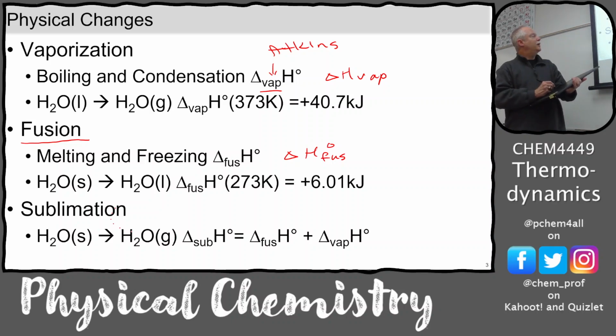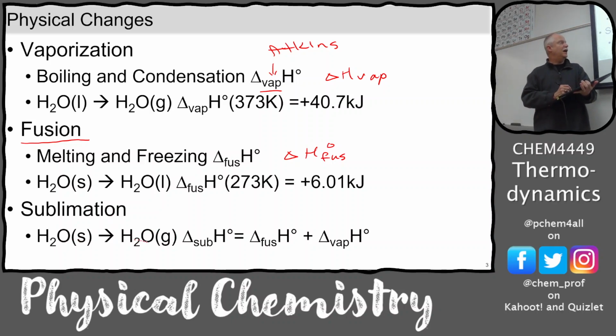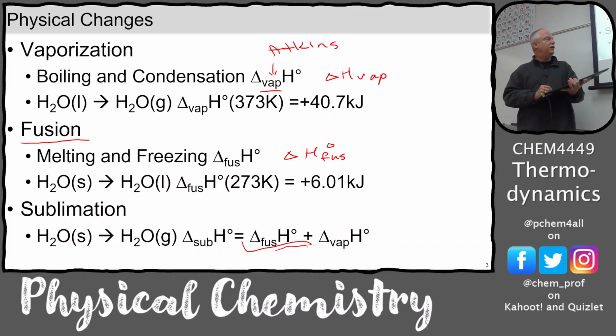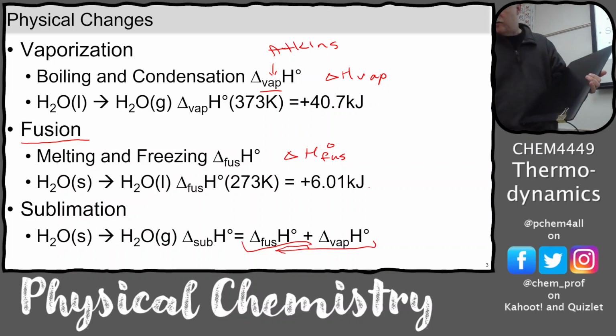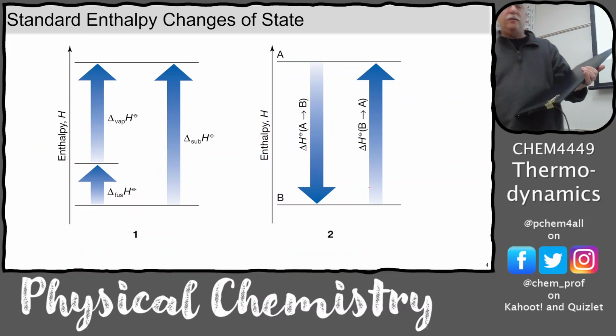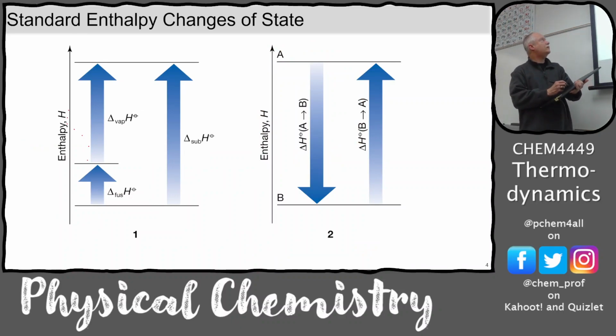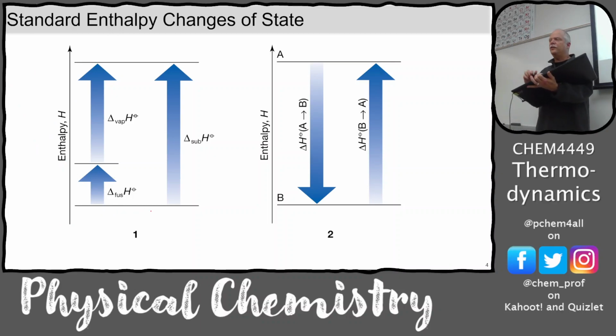And then sublimation, going straight from solid to gas. Now, it can also be measured directly, or it's the sum of both the vaporization and the fusion delta H's. So we can show this in a diagram. So over here, in terms of enthalpy, we can think of the average energies of these systems and draw a line.